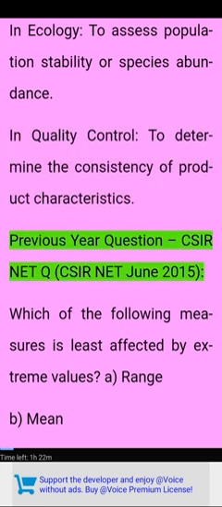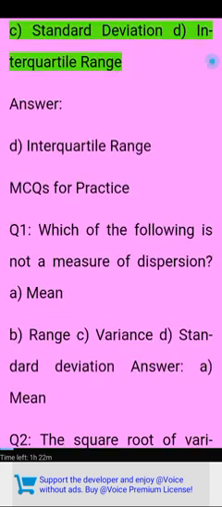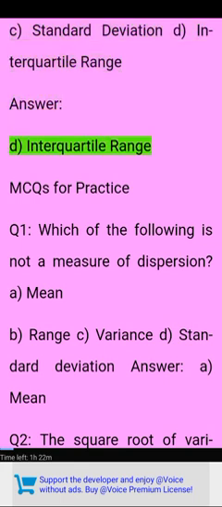Previous year question, CSIR-NET June 2015. Which of the following measures is least affected by extreme values? A. Range. B. Mean. C. Standard deviation. D. Interquartile range. Answer: D. Interquartile range.